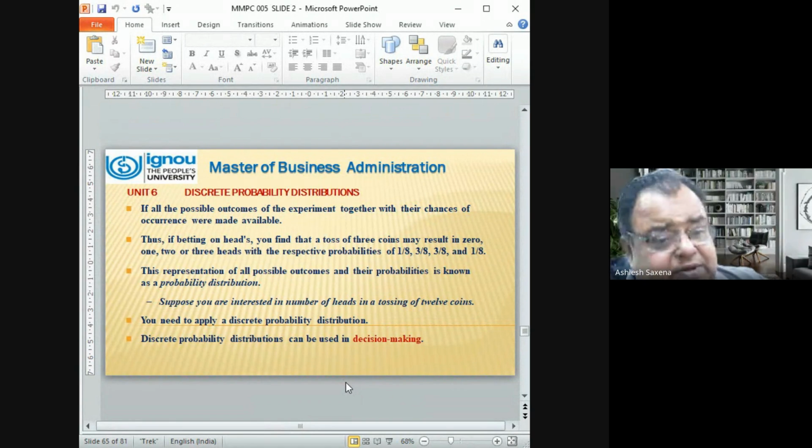Discrete probability distribution can be used in decision making. Initially, in my first session, I said, what is the purpose? हम मैथमेटिक्स का कंपोनेंट ये पेपर क्यों पढ़ रहे हैं, कहाँ इसकी ज़रूरत होगी. तो here is the first case where we will have to take a decision, because decision is always made under probability.